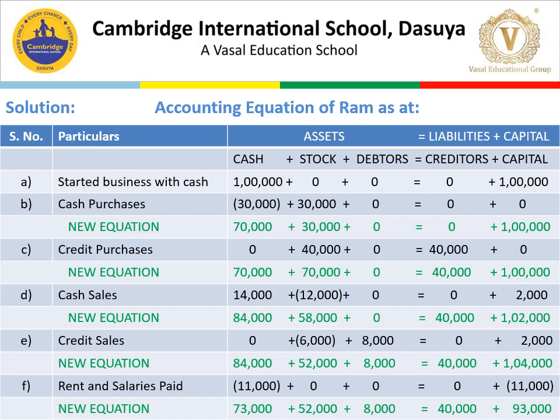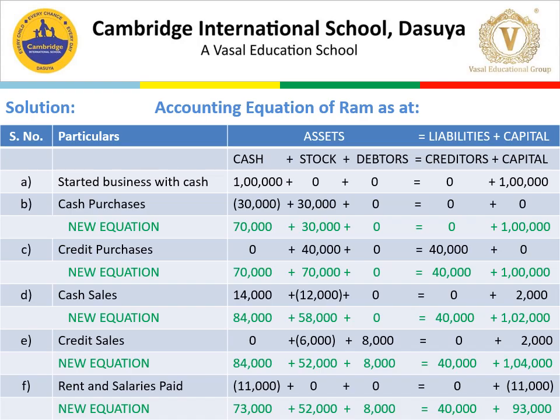Goods costing rupees 6,000 sold for rupees 8,000 on credit basis. So stock will reduce by 6,000 and debtors will increase by rupees 8,000. There is a profit of rupees 2,000 which will be added to the capital account. So the net effect is a decrease in stock of 6,000, an increase in debtors of 8,000, and an increase in capital of rupees 2,000. The new equation would be cash 84,000, stock 52,000, debtors rupees 8,000, creditors 40,000, and capital rupees 1,04,000. The total of both sides would be 1,44,000.